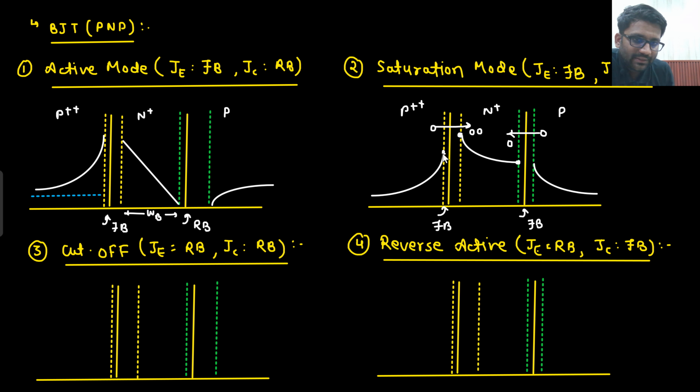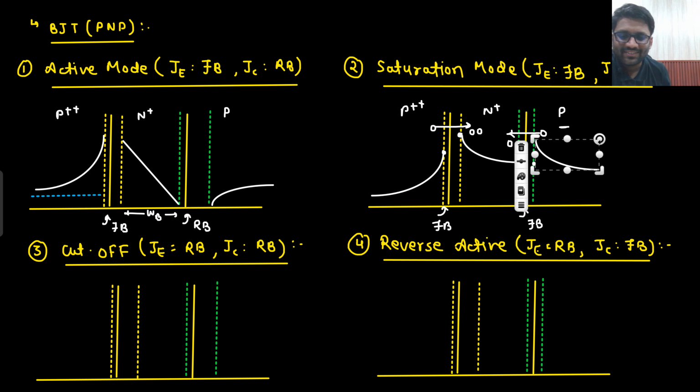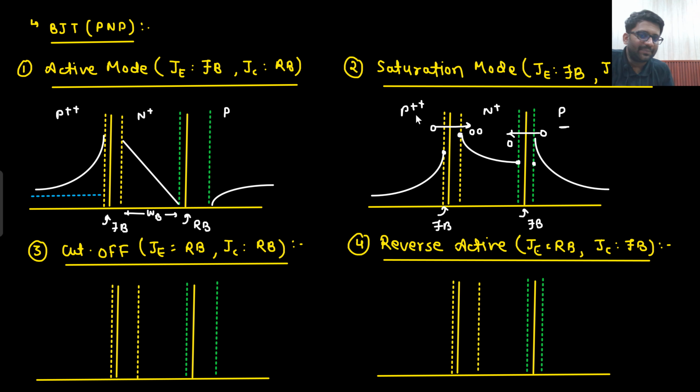That why this point is larger than this point. This is P plus plus and this is P, right? So actually this is wrong. This has to be larger, no? Right? So that is wrong. Basically this would be at more. This is P plus plus, that means here concentration is low, no?